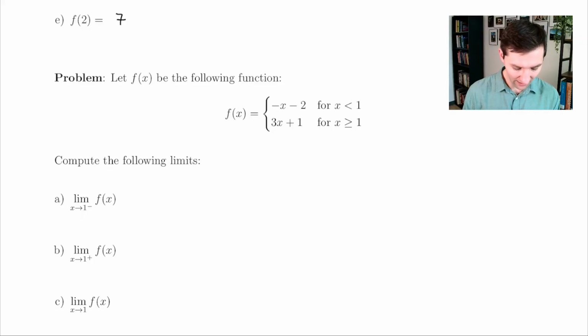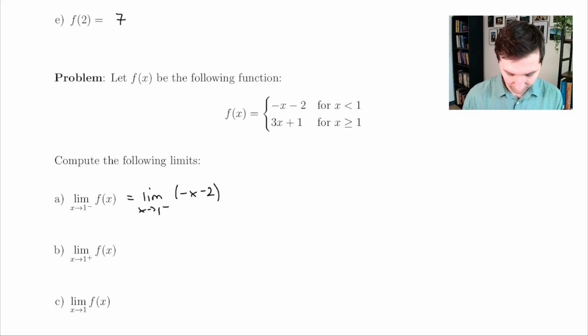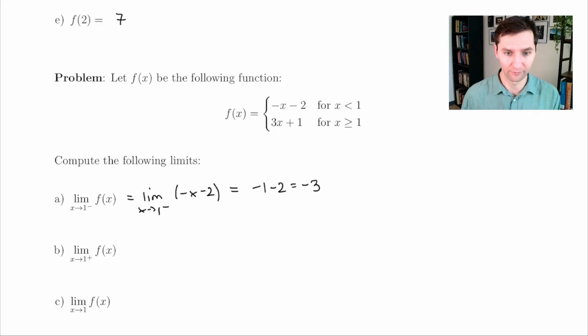To compute the limit as x approaches 1 from the left, I will use inputs that are less than 1. So inputs such as 0.9, 0.99, 0.999, and so on. All those inputs are less than 1. So to compute the limit from the left, I will use the formula for x less than 1, which is negative x minus 2. So to compute the limit of this function as x goes to 1 from the left is to compute the limit of the top formula. Now I apply the direct substitution property. I plug in 1 and I get negative 1 minus 2, which gives me negative 3.